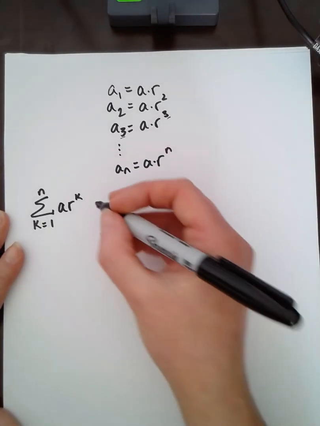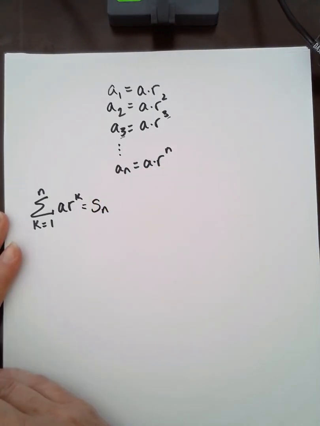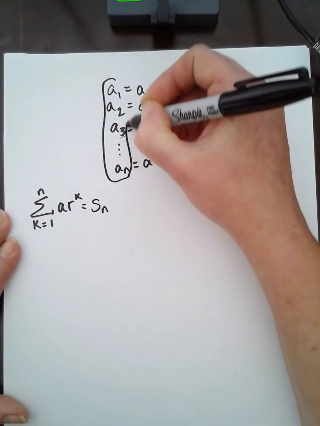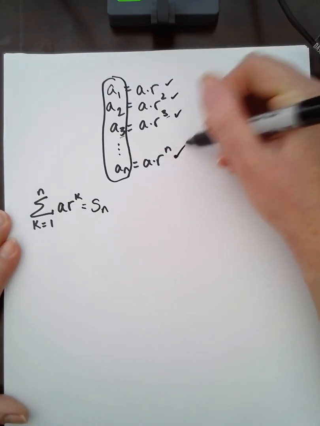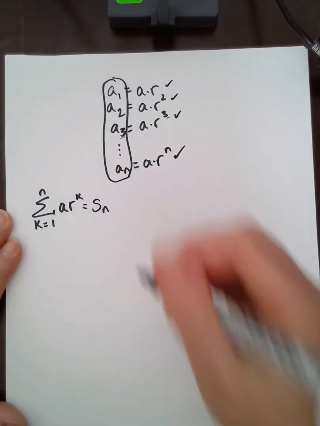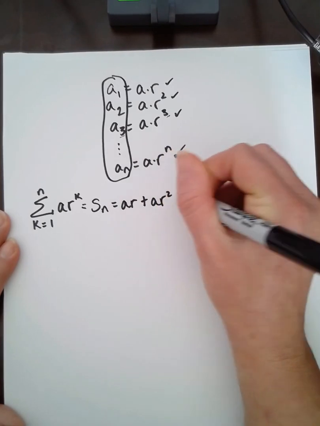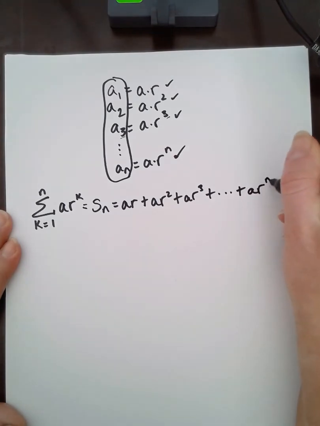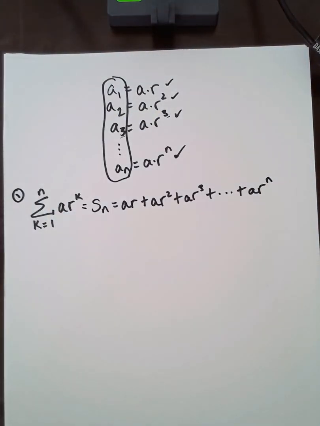Some people use this other notation, but I don't prefer it because it's not as descriptive as the summation notation on the left. We're going to take all of these terms and add them up. That's going to be ar plus ar squared plus ar cubed plus dot dot dot plus ar to the nth power. I'm going to call this equation 1.